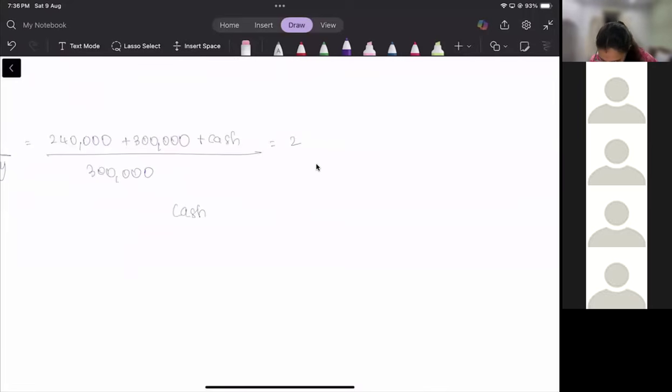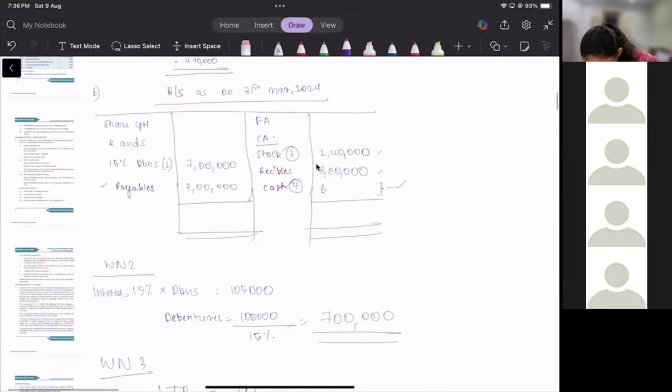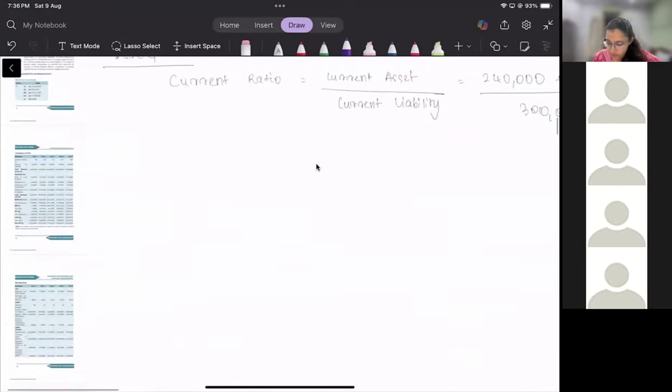From this, can't we find the cash? Yes. Cash will be equal to 6 lakh, that is 3 lakh into 2, minus 5,40,000. Cash is 60,000. Then what hint have they given in the question next? Return on net worth, correct.